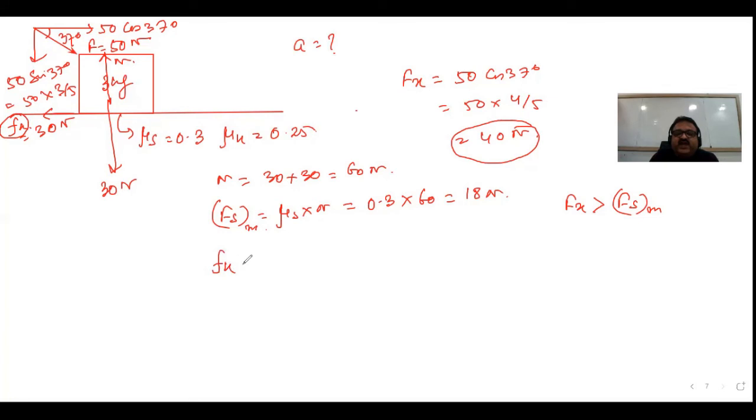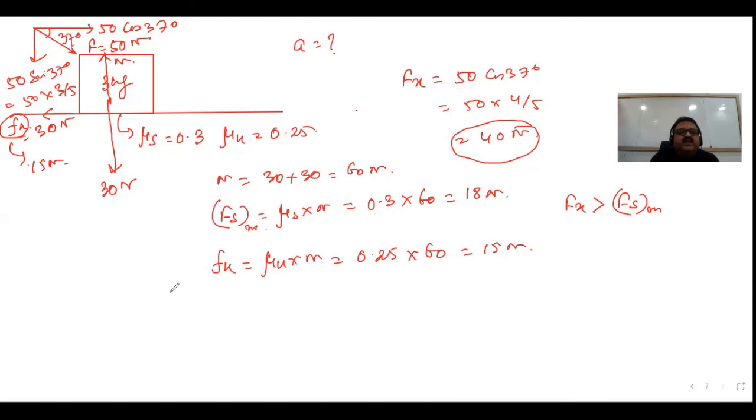What is the value of Fk? Fk is equal to mu k into normal reaction, where mu k is given as 0.25. Normal reaction is 60, and that is equal to 1 by 4 into this, that is 15 Newton. Now, obviously the force which is acting towards the positive x-axis is more than the force which is acting towards the negative x-axis, correct? Because in this case, the kinetic friction which is acting is 15 Newton, correct?